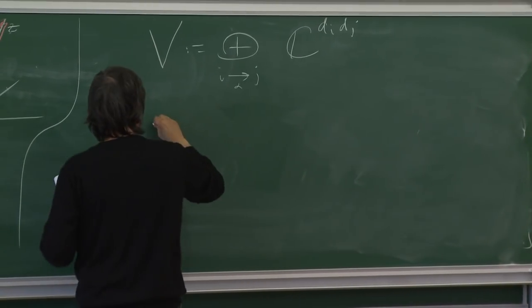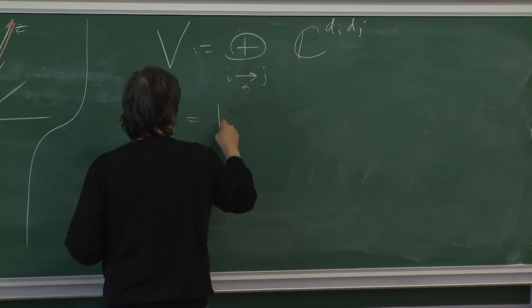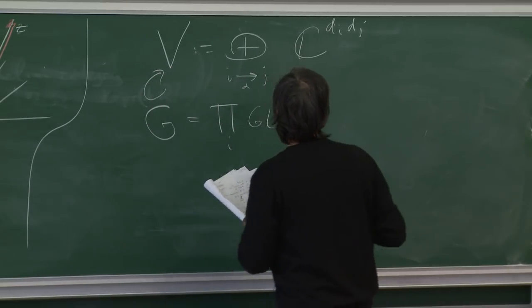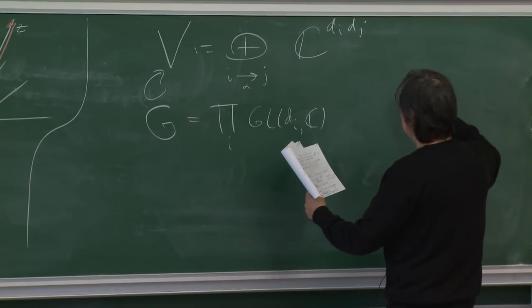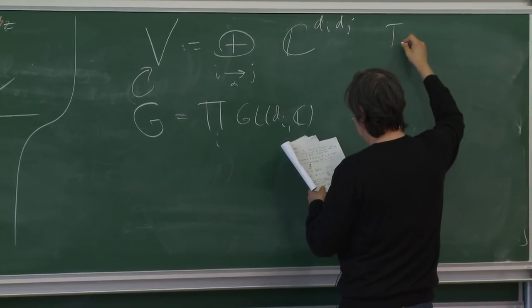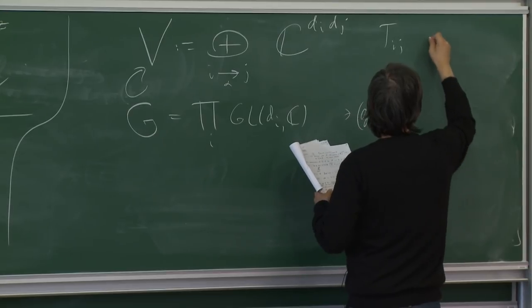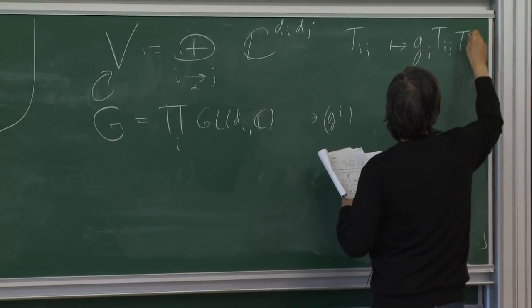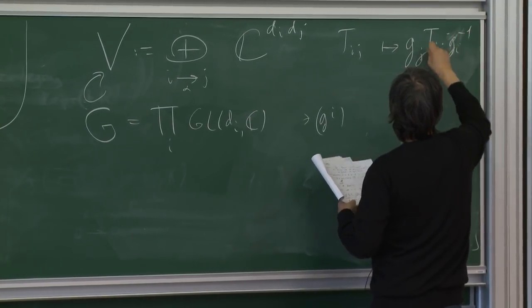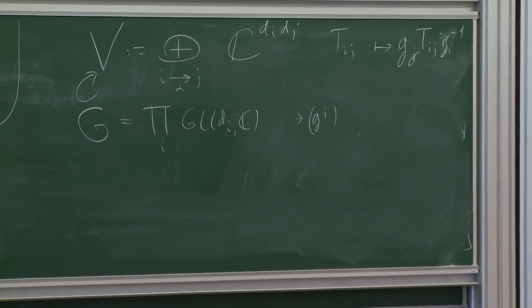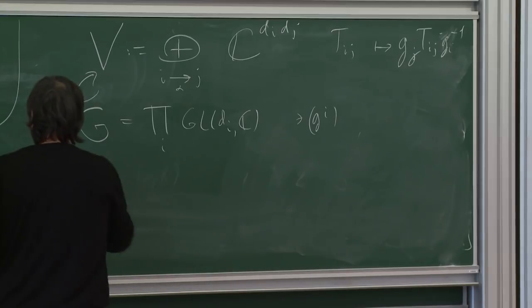And on this vector space, there's a group acting, which is the product of groups GL(d_i). And how it acts: if it contains a collection of g_i, and here it contains t_ij, then t_ij goes to something like g_j t_ij g_i inverse. This will be the action of the group. So it changes basis, and you see how the representation looks in your basis. And the isomorphism class of representations is a quotient space.